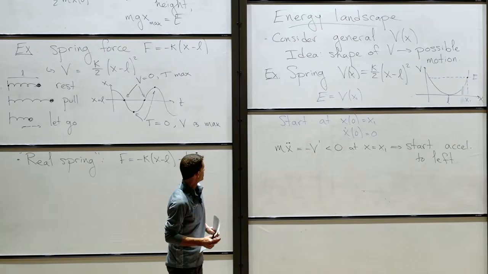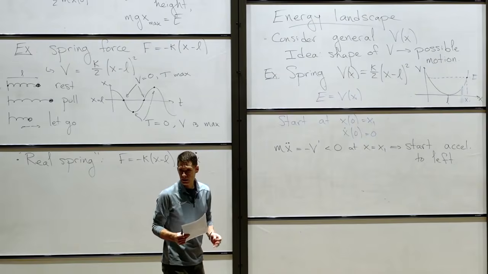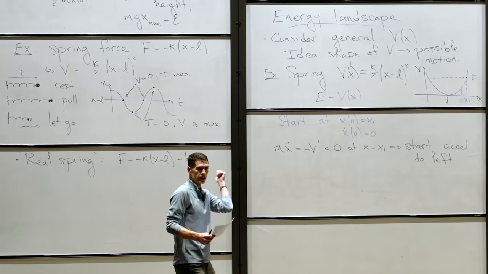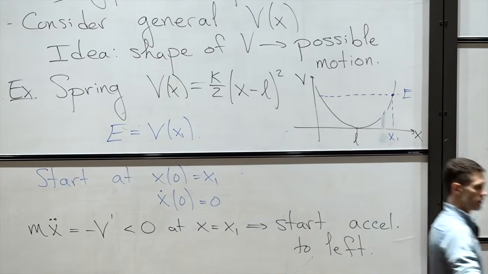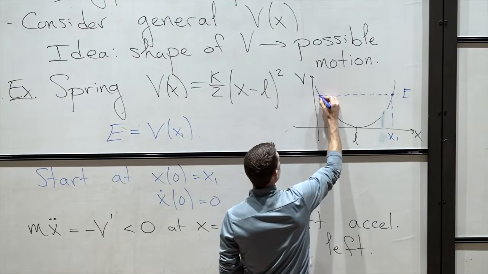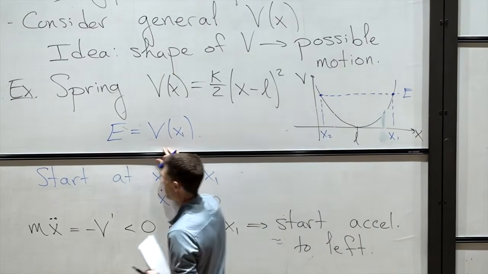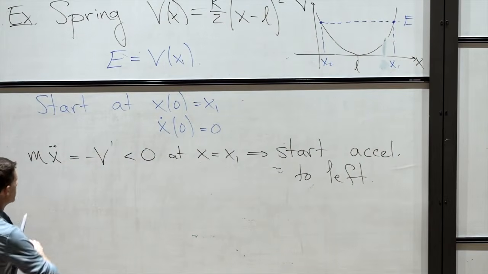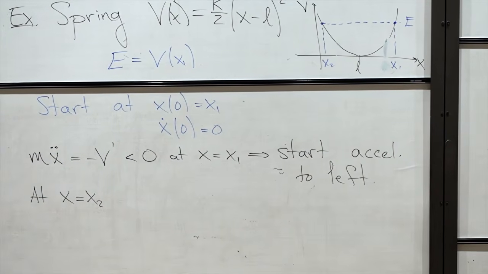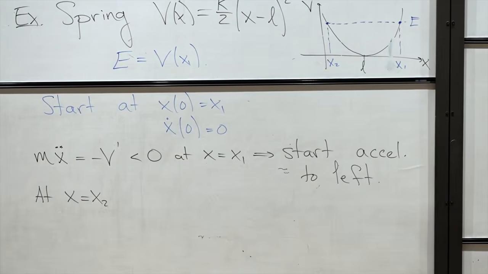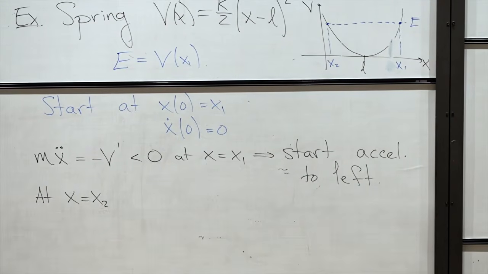So by the same kind of logic here, when x gets to L, V is 0 and the energy is entirely kinetic and it's going to the left. When x gets to this other point over here, call that x2, at x equals x2, forget about springs, that's just the shape of V of x. At x equals x2, E is V, right? Because V is at the value it started at, which means the energy is entirely V, which means x dot must be 0.